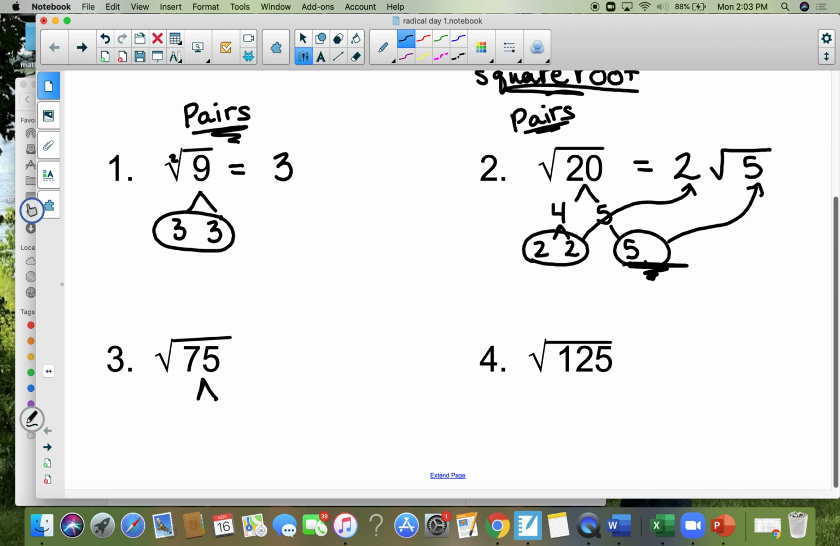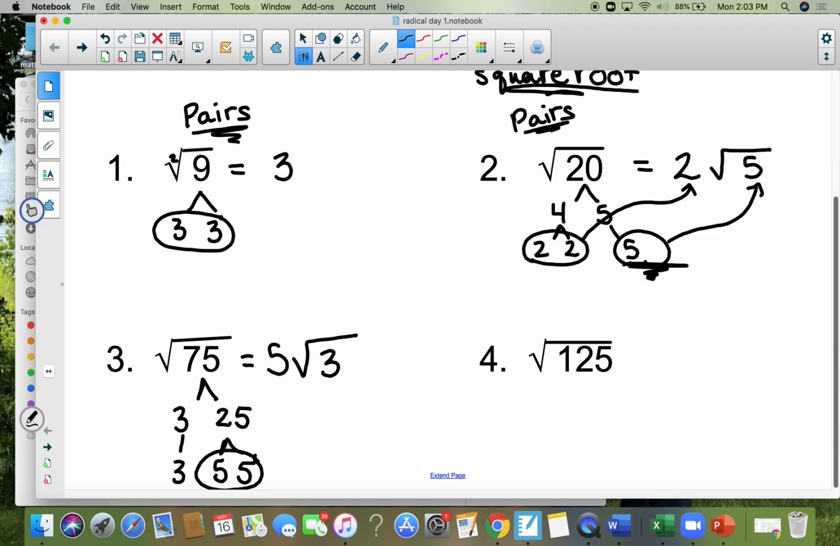If you don't know factors of 75, it's like 3 times 25. 3 25s make 75. 3 can't be reduced, but 25 can be reduced to 5 times 5. We are looking for pairs of stuff, so I circle it, and for every pair, 1 can come out of the radical. The 3 doesn't have a pair, so he stays inside.